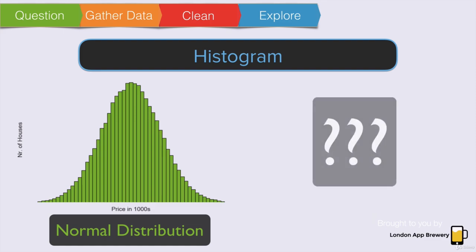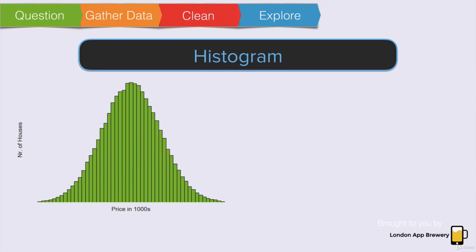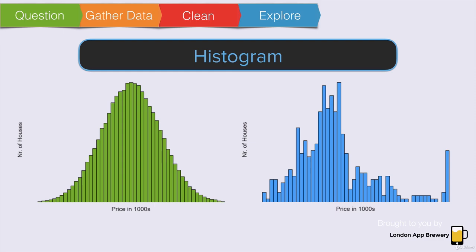Now, let me ask you a question. What do you think the distribution of house prices will look like in our dataset? If you had to imagine the distribution of house prices in your head, what would it look like? Now, spoiler alert, the house prices are going to look nothing like this green histogram right here. In fact, the distribution of prices looks like this. As you can see, it's much more messy, right? Well, that's real data for you.